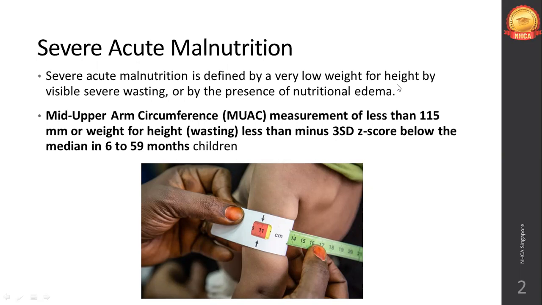You take the measuring tape, find the entire length of the upper arm from shoulder to elbow, and then take the mid arm circumference, that is the point which is in the middle. You take the circumference at that midpoint of the length. If the circumference is less than or equal to 11 centimeter, it means the child is undergoing muscle wasting, the child is undergoing malnutrition. That is what we call mid upper arm circumference.